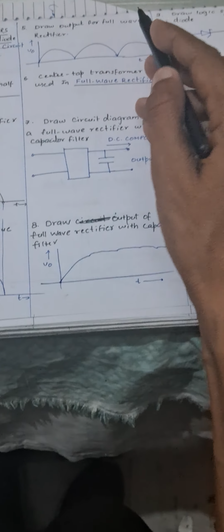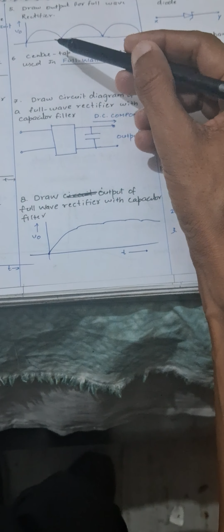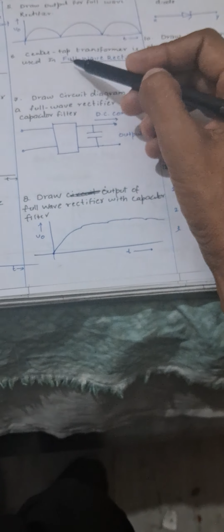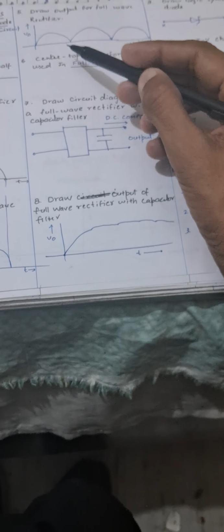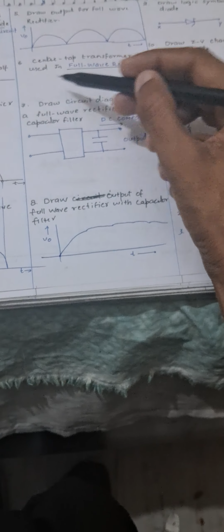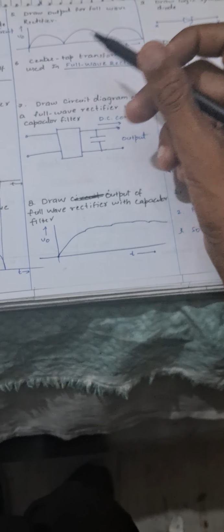Next is the full wave rectifier. So a full wave rectifier works on both positive and negative cycles, and we have output like this, and you can observe that its time period is halved, so the frequency is doubled. Next, a center tap transformer is used in the full wave rectifier.